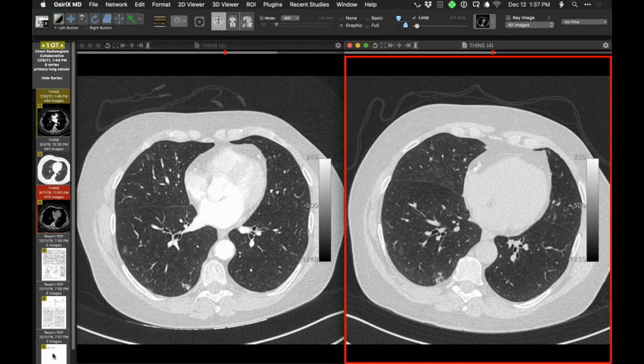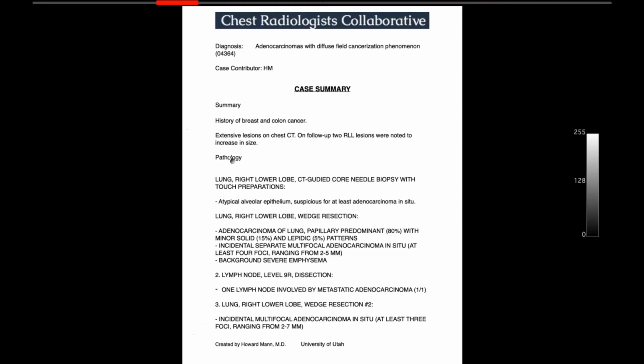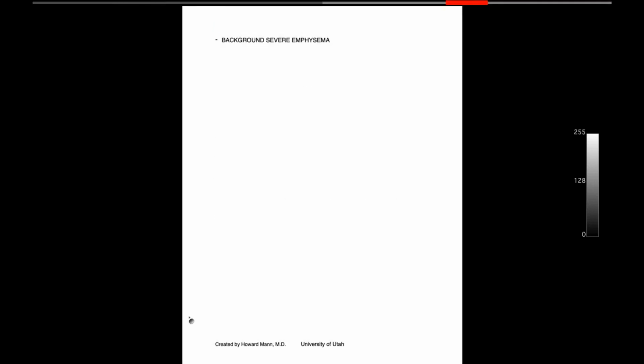Let me bring up the report here, because the report issued by the pathologist is really interesting to look at as well. So here you see the adenocarcinoma, and you can see the description by the pathologist of incidental, separate, multifocal adenocarcinoma, at least 4. And you can see the same comment here for another lesion. And that, given what we see in the CT, is not surprising at all.